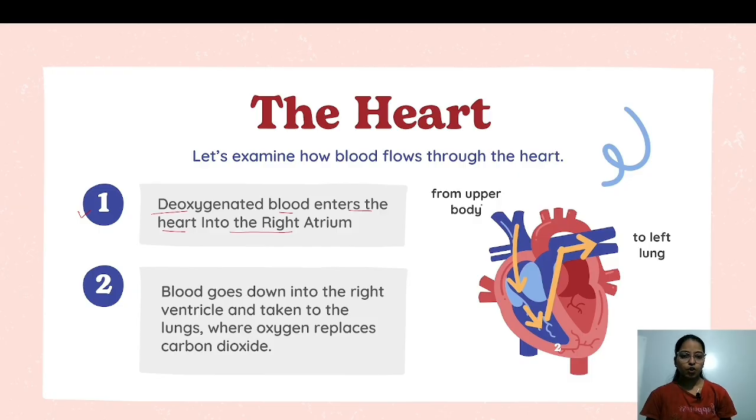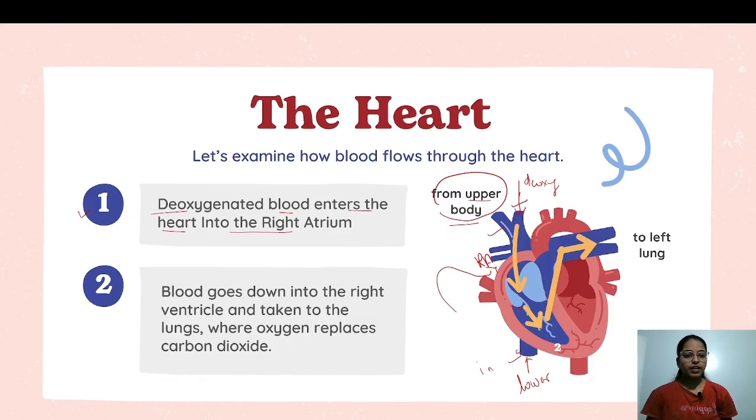First you can see here, from the upper body, this is the inferior vena cava and this is the superior vena cava, correct? The superior vena cava brings the deoxygenated blood from the upper section of the body, and the inferior vena cava brings deoxygenated blood from the lower section of the body. So the deoxygenated blood from the superior and inferior vena cava comes into the right atrium. This section is the right atrium, in that deoxygenated blood is coming, correct?